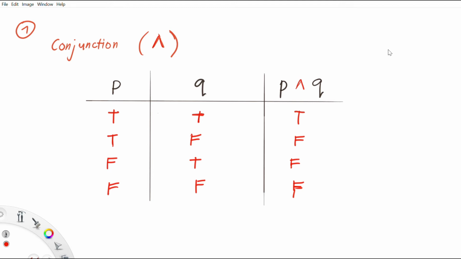So we have this truth table for conjunction. Notice that the rows are combinations, and this column is the result of the combination. So the truth combined with truth is always true, but the truth combined with false is always false, and the false combined with false is also false. That's the rule for the conjunction or the word and.